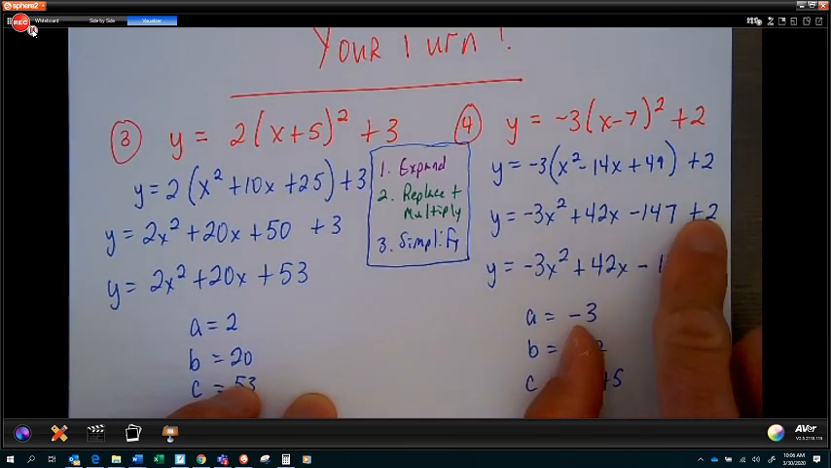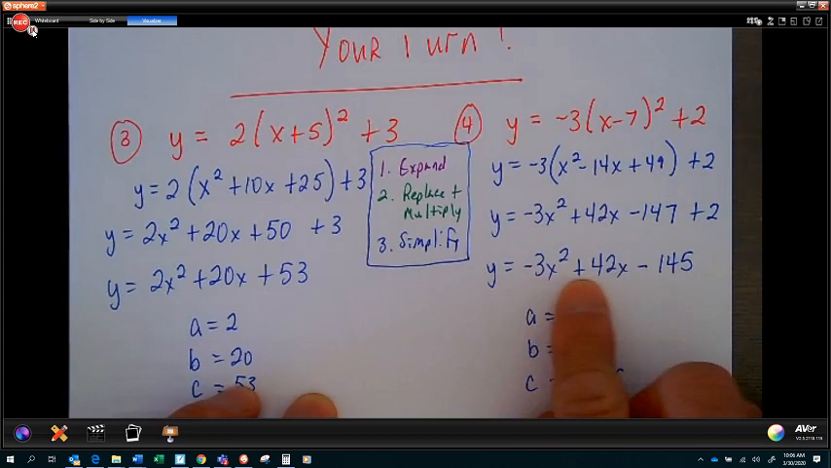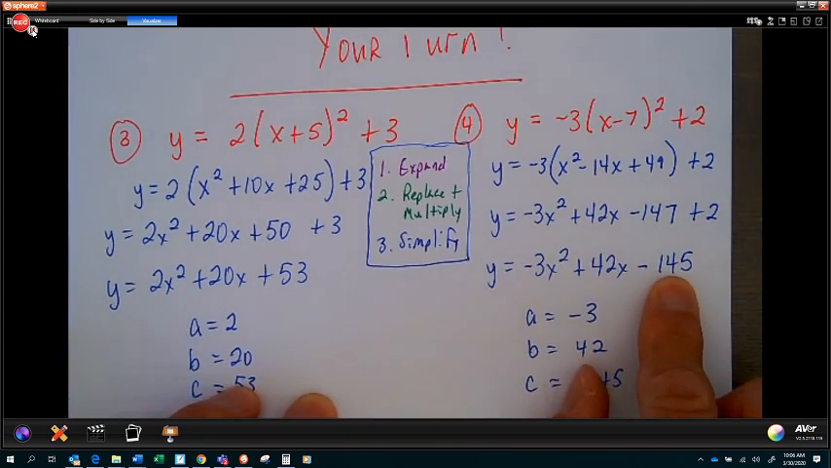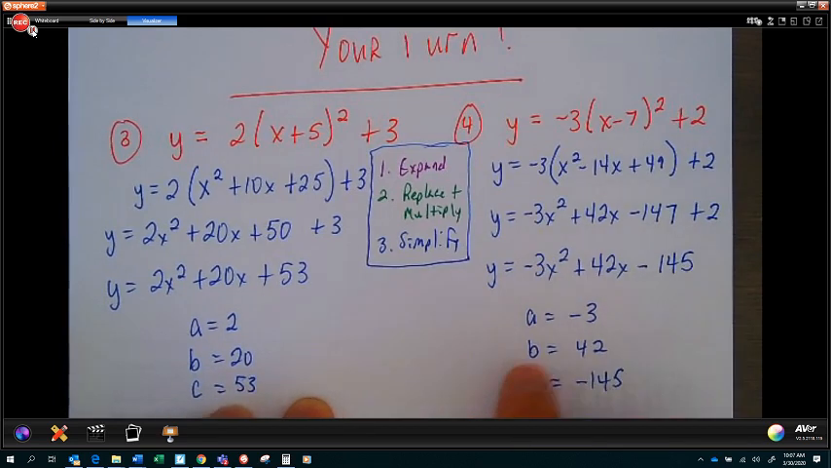Bring my 2 down, and then combine my like terms by adding the negative 147 plus 2, which gives me a negative 145. And then identifying all my values in my standard equation, or my standard function. A equals a negative 3, b is equal to a positive 42, c is equal to a negative 145.